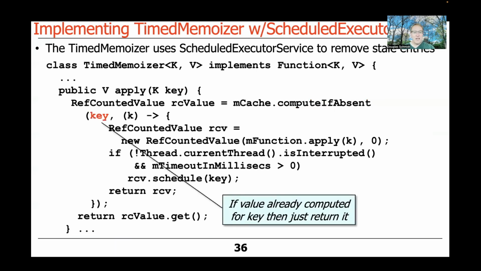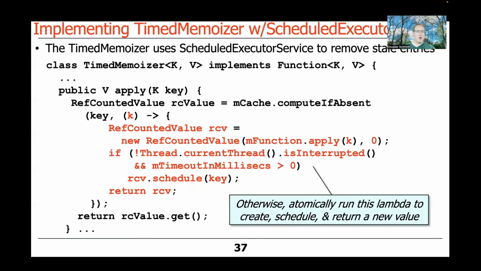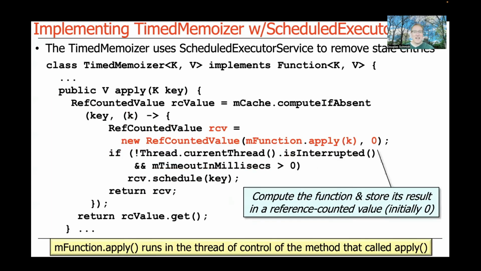What it does is if the key is already in the map with a certain value, we just return that value. Otherwise, we have to run this logic. So this lambda expression will otherwise be run, and it will be run atomically, and it will create, schedule, and return a new value. And that's what the code does here. So let's take a look and see how this works. We'll break it down step by step.